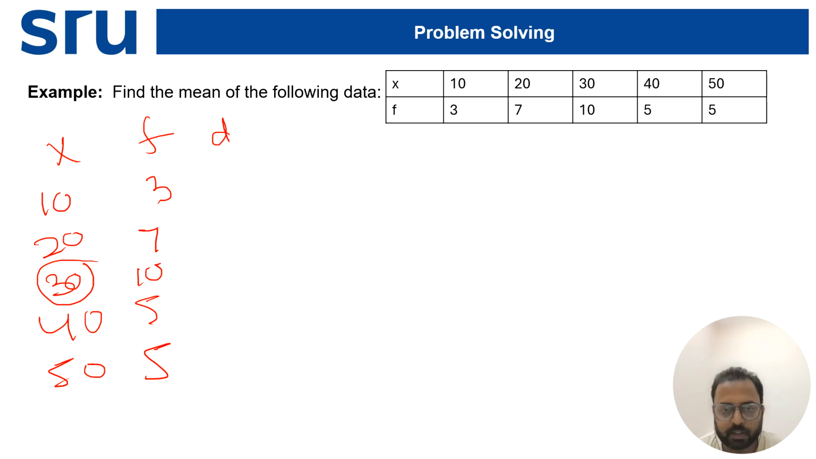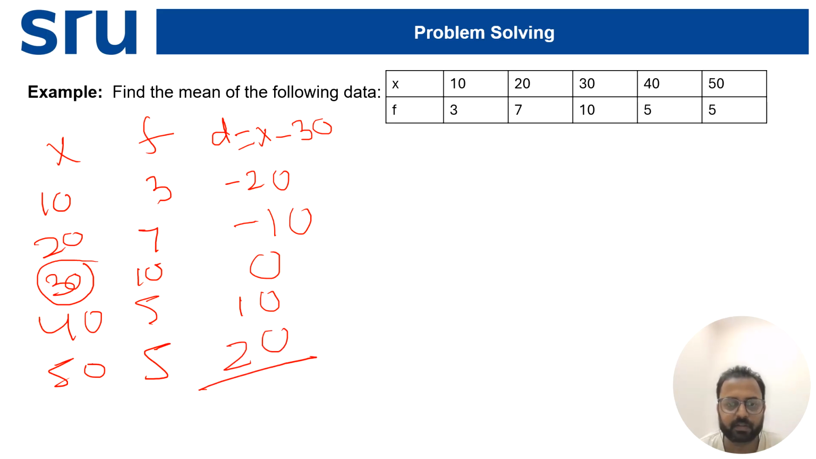After choosing A equal to 30, we find d, which is x minus a. So 10 minus 30 is minus 20, 20 minus 30 is minus 10, 30 minus 30 is 0, 40 minus 30 is 10, and 50 minus 30 is 20.